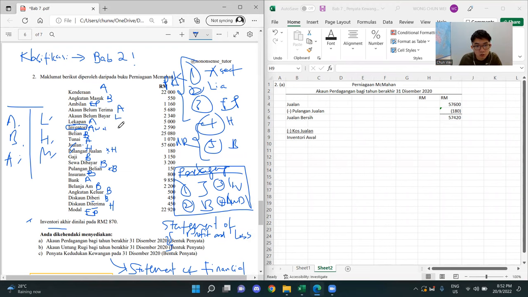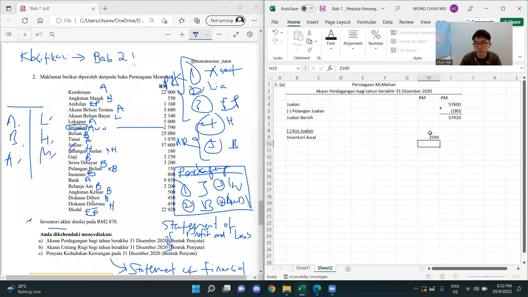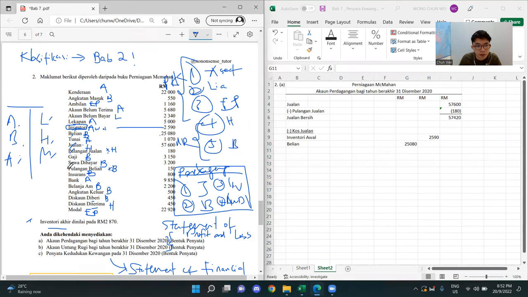Alright, how much? 2,590. So you put this one in the middle. 2,590. Alright, 2,590 here. Then you go with your bullion. So for this bullion, you start with here. So your bullion, how much? 2,580. This one. Okay, so bullion. So do you have pulangan bullion? Yes, here. Okay, so you minus your pulangan bullion.